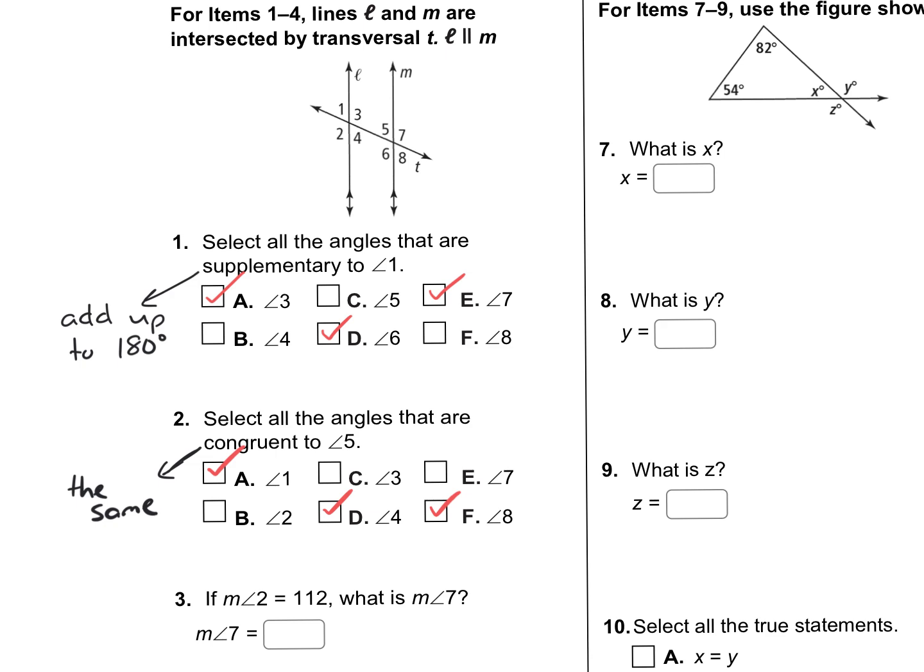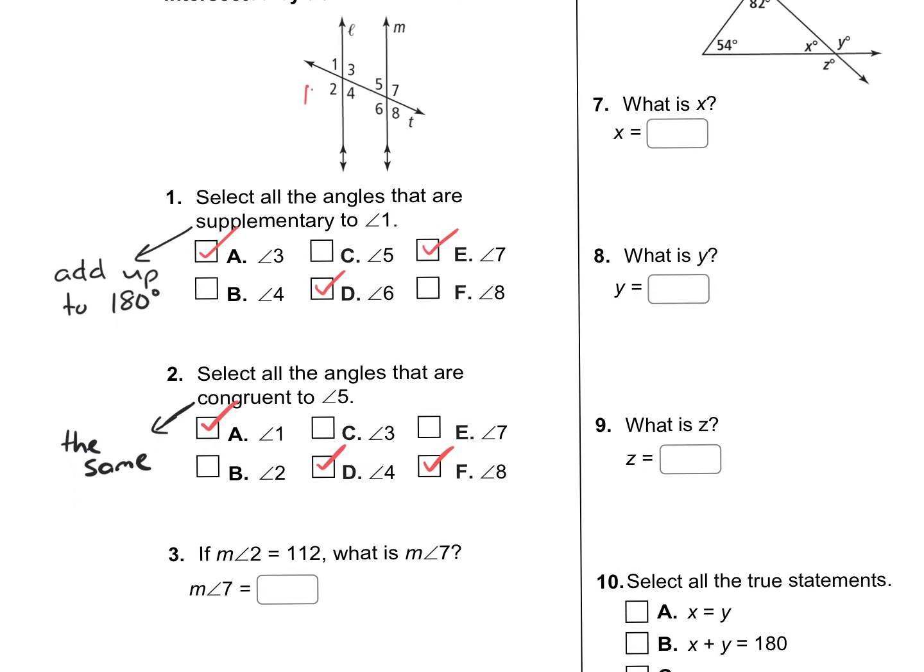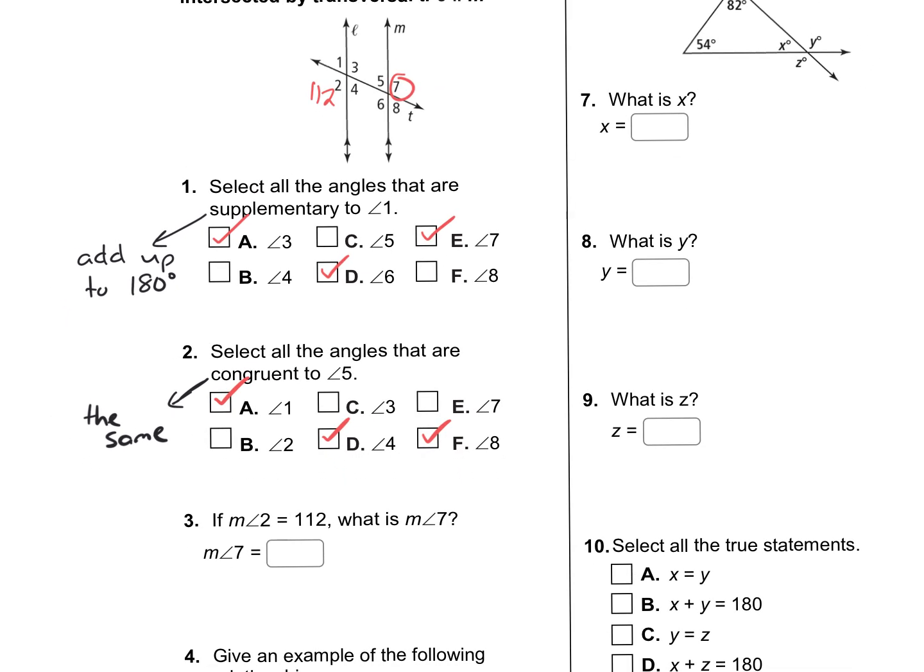On number 3, it gives you an angle measure. It says angle 2 is 112. It wants to know what angle 7 is. So first you ask yourself, are they supplementary or are they congruent? Which one? They are congruent. What's the relationship on that one? Alternate exterior. Since they're congruent, if angle 2 is 112, angle 7 is 112. There we go. What if they were not congruent? How would you find the angle measure? 180 minus that 112.